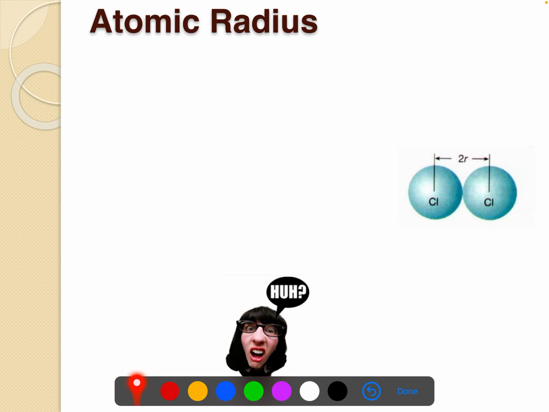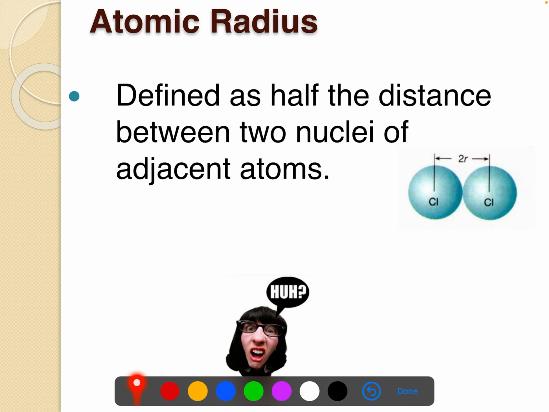The first one I want to talk to you about is atomic radius. It is exactly what it sounds like. It is the size of an atom, and it's defined as half the distance between two nuclei of adjacent atoms. The reason that they talk about it like this is because they really only like to talk about the atom's radius when they're in bonds with other atoms, because of the way the electron cloud is, things happen when atoms are by themselves, which is, of course, very rare.